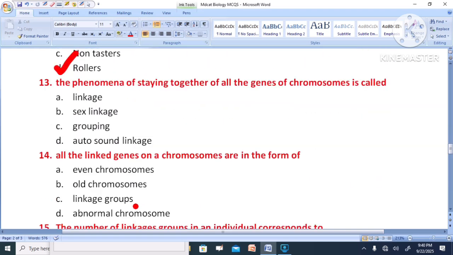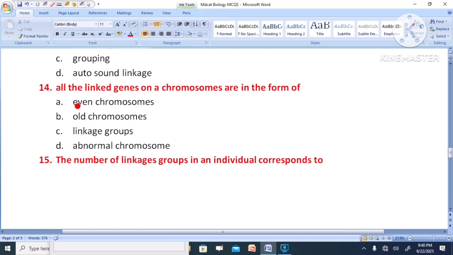The next question is, the phenomenon of staying together of all the genes of a chromosome is called option A linkage, option B sex linkage, option C grouping, option D ultrasound linkage. So the right answer is option A, linkage.